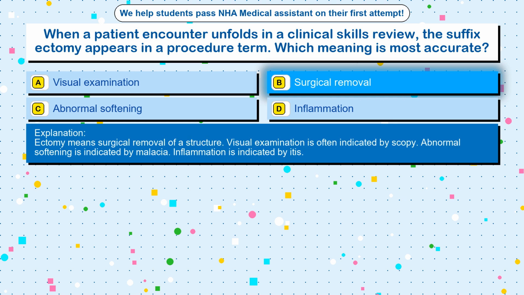Ectomy means surgical removal of a structure. Visual examination is often indicated by scopy. Abnormal softening is indicated by malacia. Inflammation is indicated by itis.